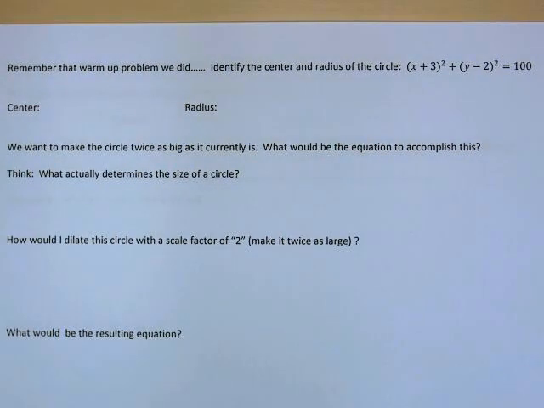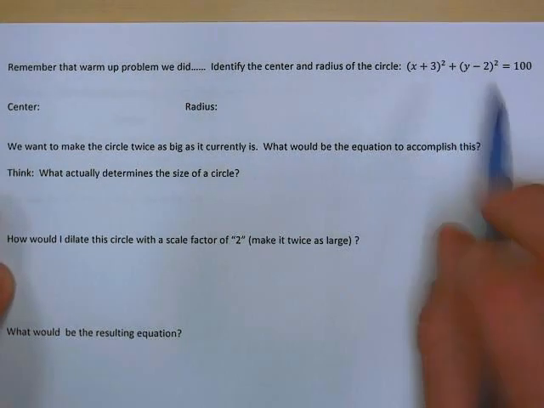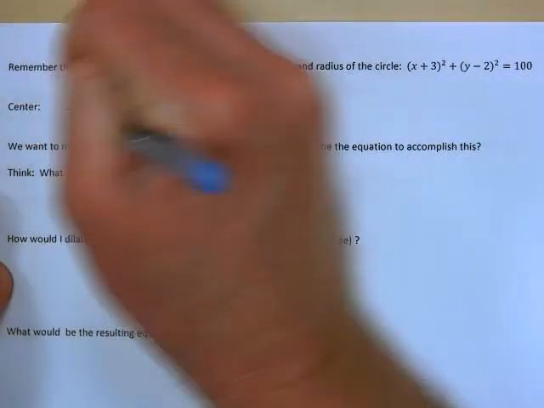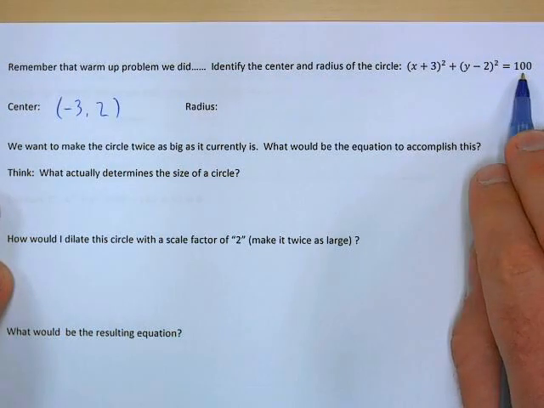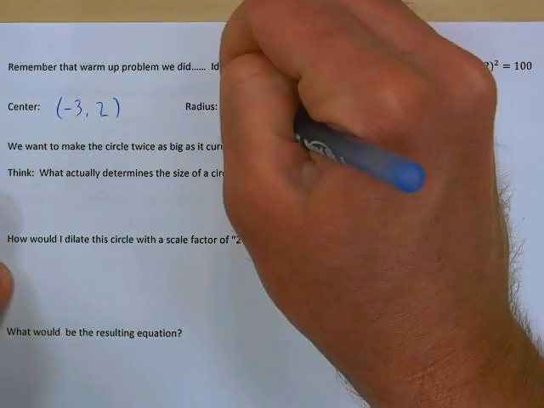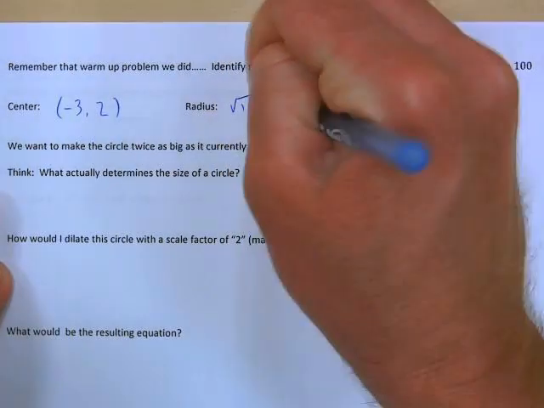All right, remember that warm-up problem we did? It said identify the center and radius of the circle (x plus 3) quantity squared plus (y minus 2) quantity squared equals 100. Okay, so then our center for that was negative 3 comma 2. And the radius is just the square root of that number, so the square root of 100 is 10.